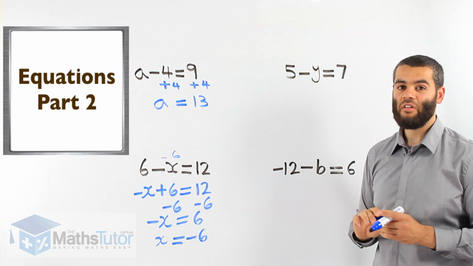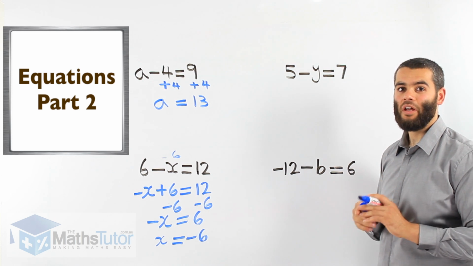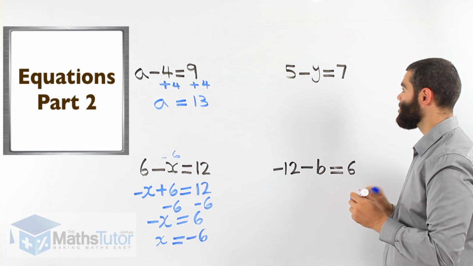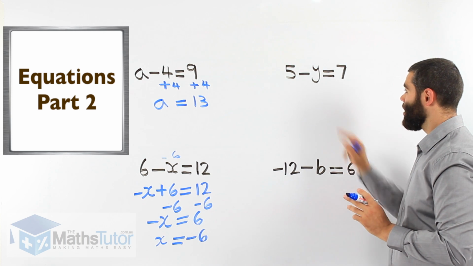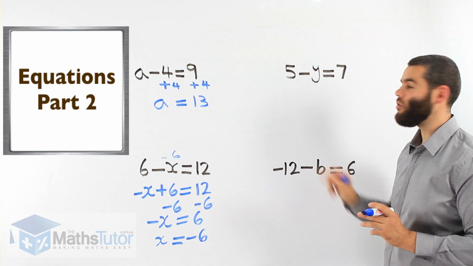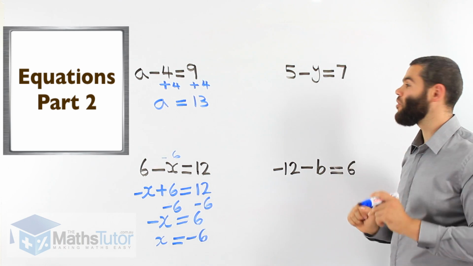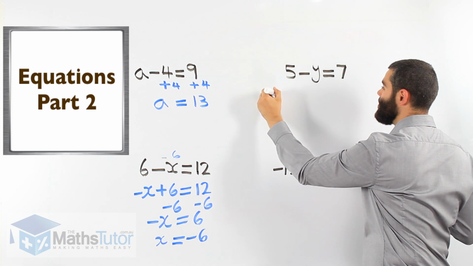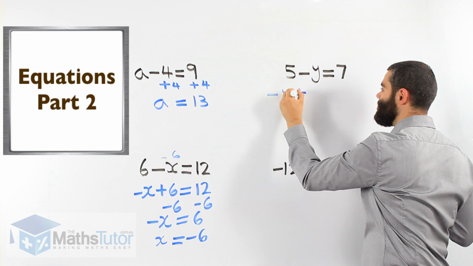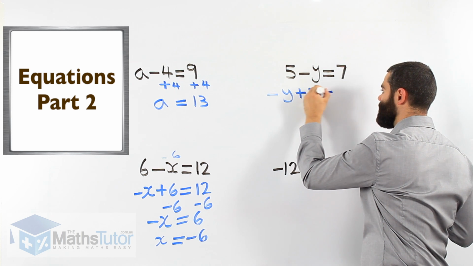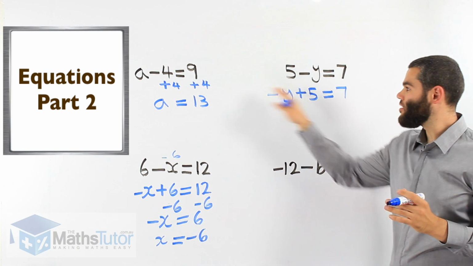We're going to follow the same procedure here. Let's go through it and see if you can go through it with me. 5 take away y equals 7. Well, we notice that the pronumeral is at the end, and we would like to put it at the start. What do we do? We swap them over. This is a negative y, this is a plus 5, equals 7. Now it looks similar to these.